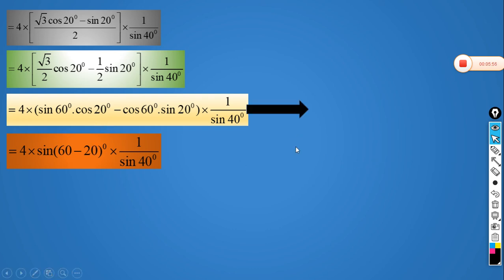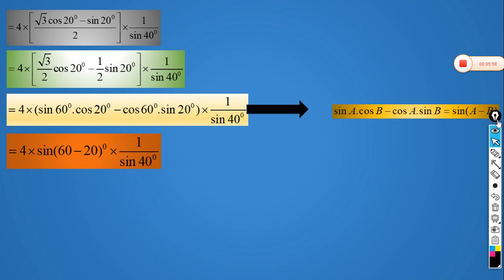If you look at the formula on the right hand side, sine A cos B minus cos A sine B is termed to be sine A minus B, and this is the formula of compound angles which we study in grade 9. So sine A cos B minus cos A sine B can be rewritten as sine A minus B. So in the place of A and B we have 60 and 20 respectively, so we write sine 60 into cos 20 minus cos 60 into sine 20 as sine 60 minus 20. After we do that, 60 minus 20 becomes 40.